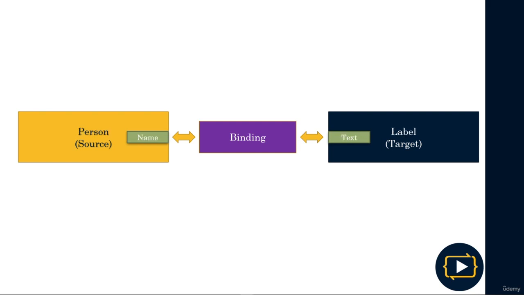If we were to make a representation with real data, an origin could be the Name property of a Person class bound to the Text property of a label control. Let's see how to create bindings in a practical way with .NET MAUI.